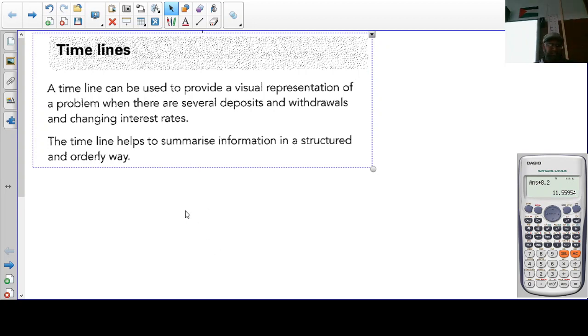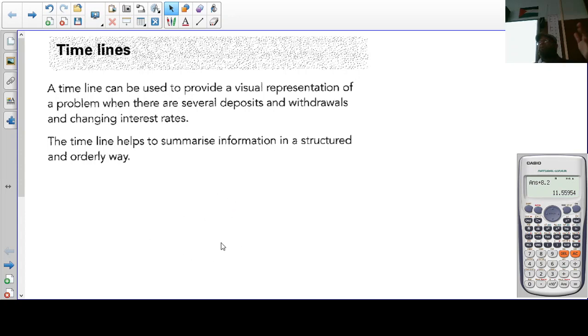Does it make sense? So the timeline basically helps us summarize and put the variables or the variations in order, so that we can easily see. It's a graphical representation of what's happening in that savings account. Does it make sense?